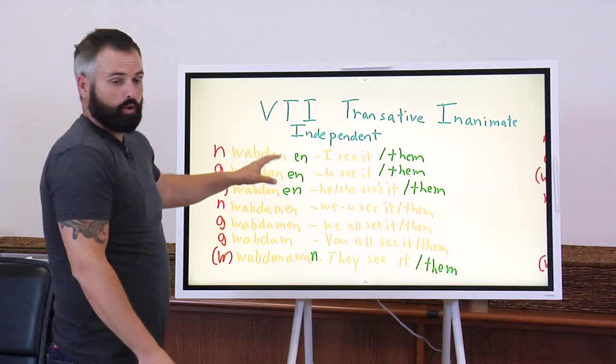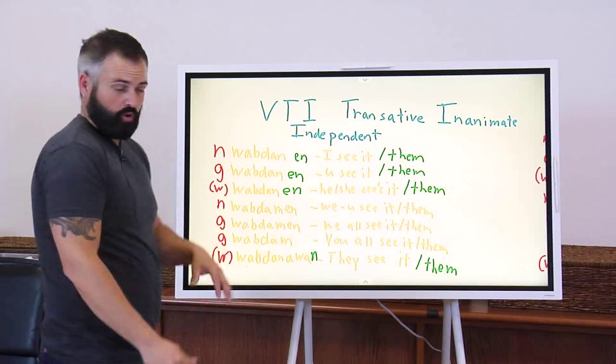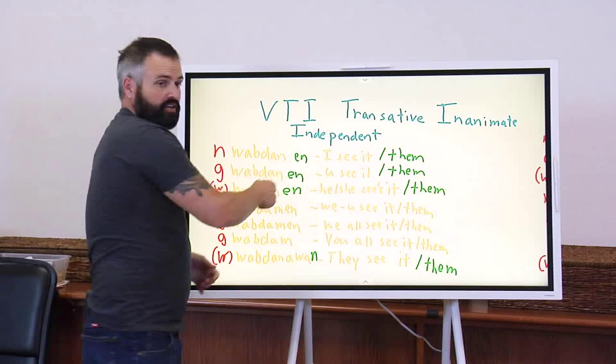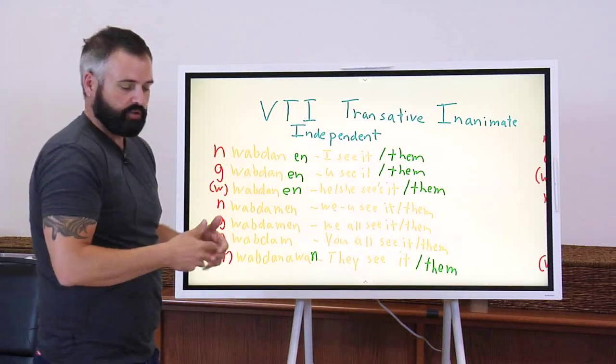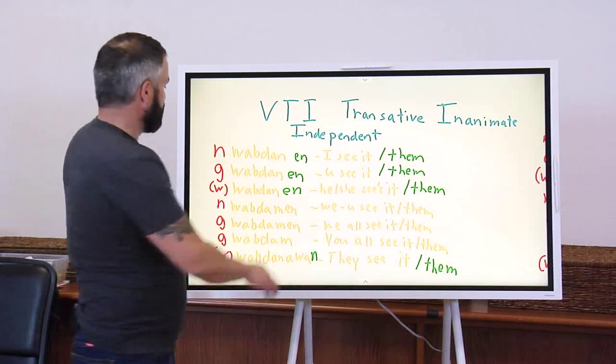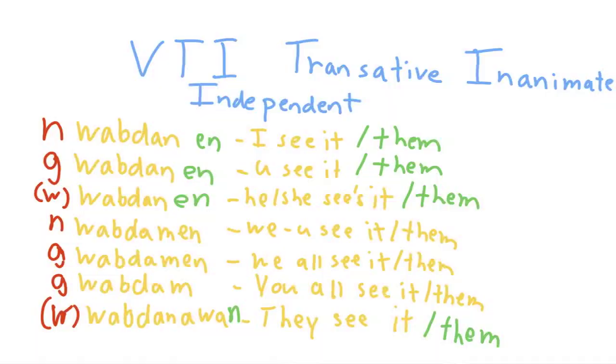So in this form, you have a singular form and a plural form. So nawabdan, I see it. Nawabdanen, I see them. The en, though, is very similar to how we pluralize objects too, like dopwin is a table, dopwinen are tables, so something inanimate. So nawabdan, I see it. Nawabdanen, I see them. Gawabdan, you see it. Gawabdanen, you see them.